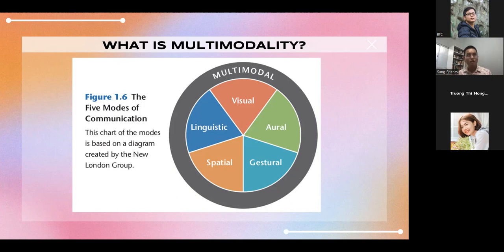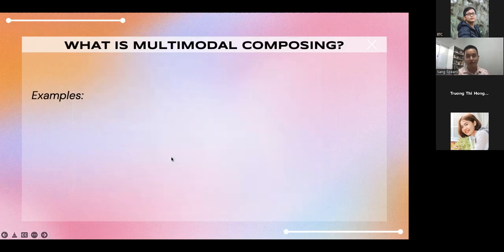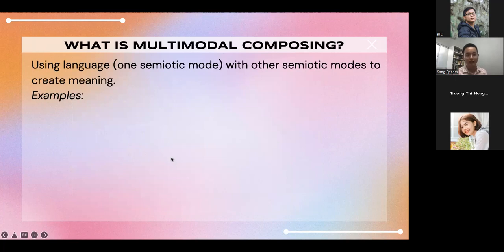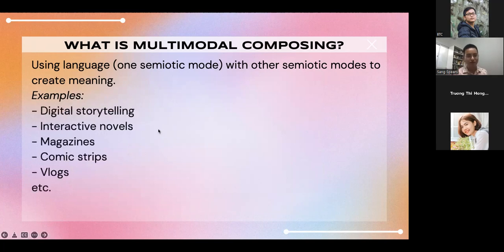So multimodal composing is that you try to combine more than one mode in your composition. Normally when we write, we would only have texts, but now when students write, they should have something more, like text and visual, or even video and sound. Okay, so that's the idea of multimodal composing. So what is multimodal composing? As I explained, it is using language, one semiotic mode, with other semiotic modes to create meaning. Some examples of multimodal composition could be digital storytelling, interactive novels, magazines, comic strips, vlogs, and so on.